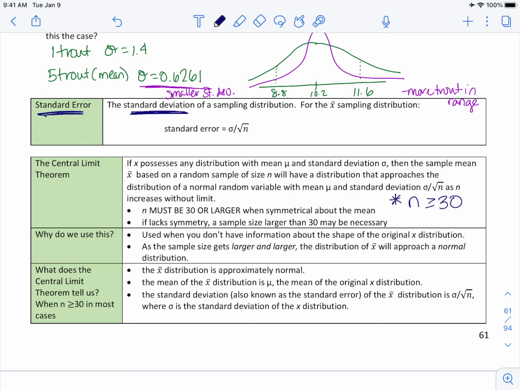Why do we use this? It's used when you don't have information about the shape of the original x distribution.